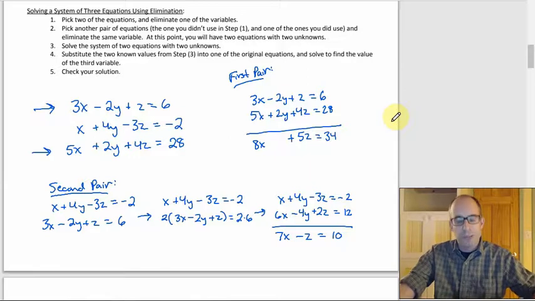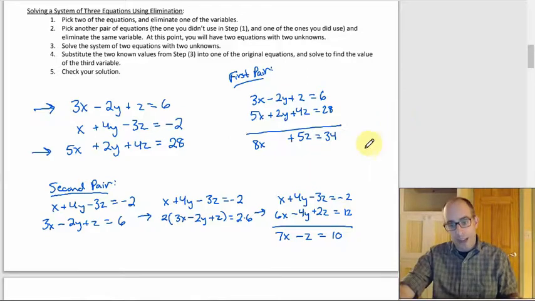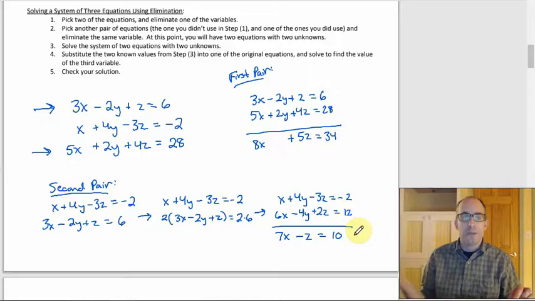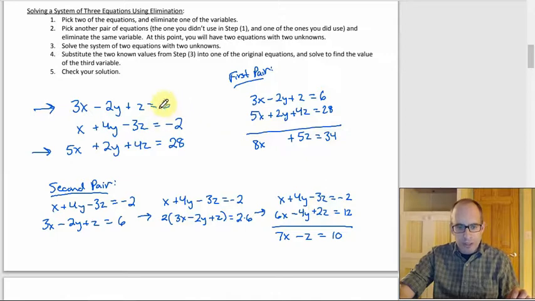And then once you figure out what x and z are, you would go back and use one of the original three to solve for y. So you go back here, maybe you pick the first one, you sub in whatever you got for x, whatever you got for z, and solve for y.